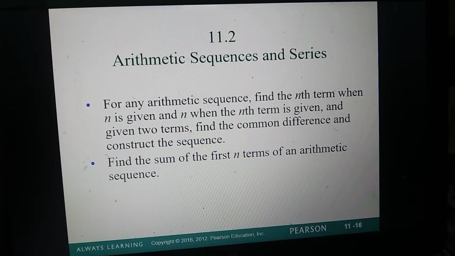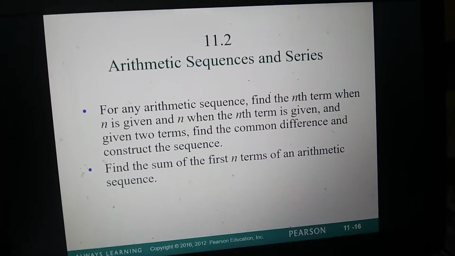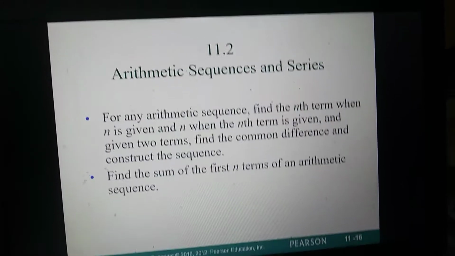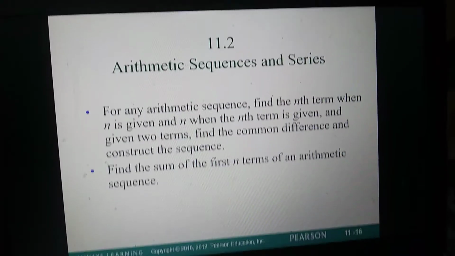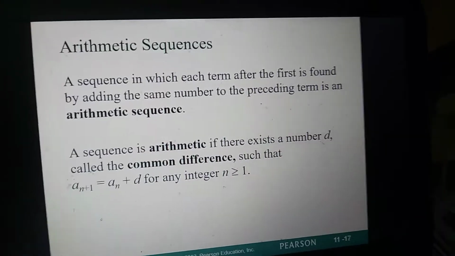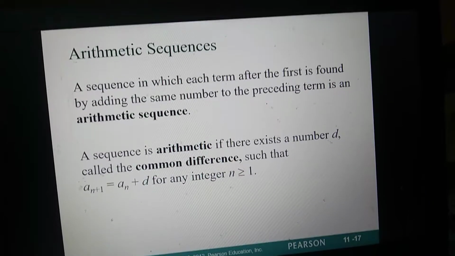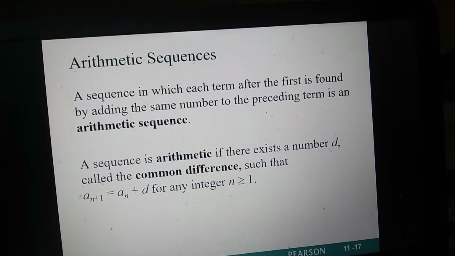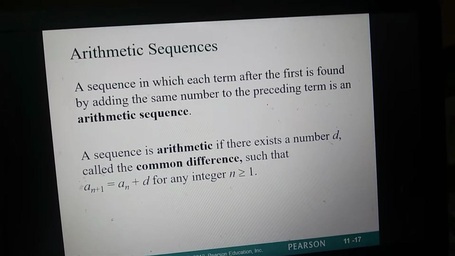Hey guys, this is Academic Challenge Pre-Calculus, lecture number 11.2, and we'll probably tack 11.3 on at the end since they're pretty similar. We just talked about recursive sequences. This is a special kind of recursive sequence, which is called the arithmetic sequence.